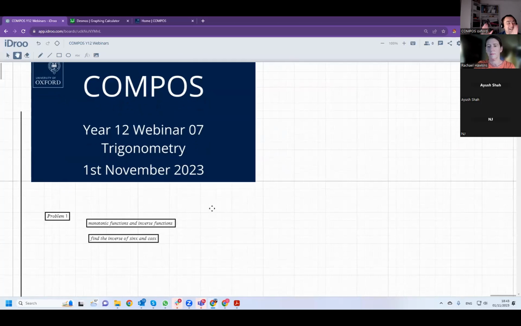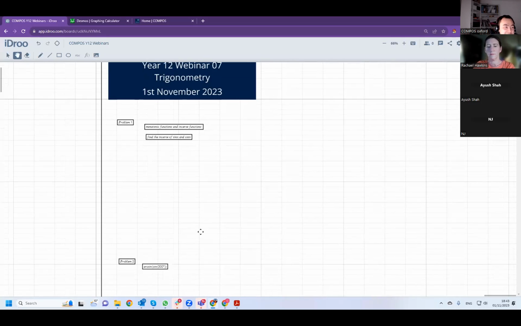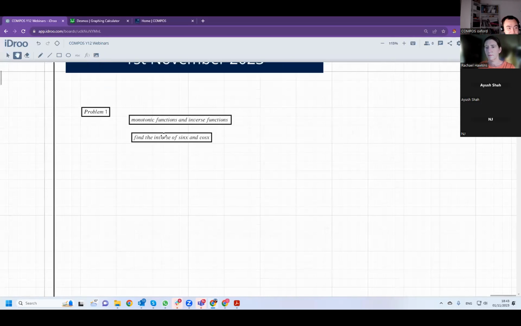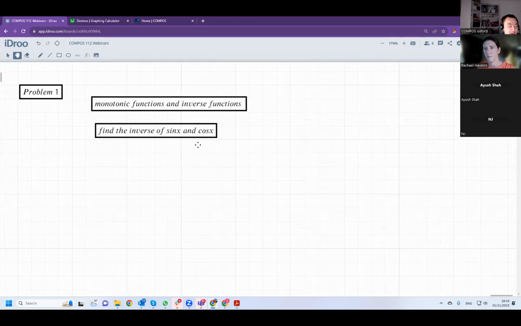So yes, trigonometry. Exciting because we do trigonometry a little bit differently, a little bit more thoroughly than you are used to in school. The major difference will come with problem 4, but let's quickly go through. So problem 1, monotonic functions and inverse functions.